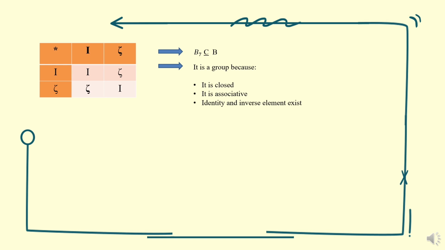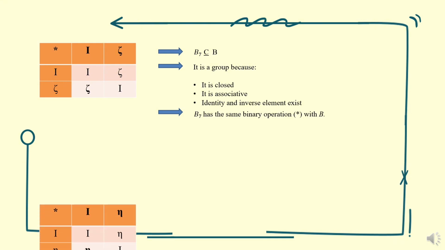And lastly, identity and inverse elements exist. Identity element I exists in this table. And lastly, the inverse element. The inverse element of Roman numeral I and delta in this table is themselves. That's why an inverse element exists in this table. So we can say that B7 has the same binary operation star as table B.